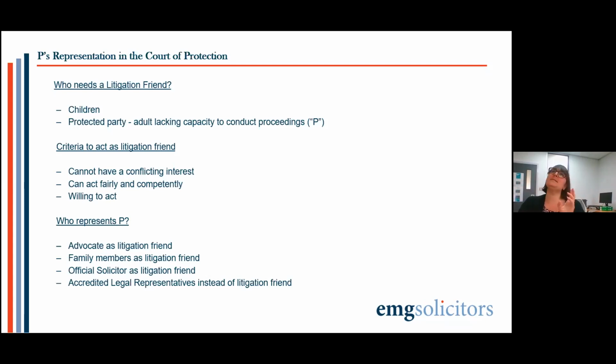Family members, there is a case, it's called UF, where the court talks about family members can be appointed, and having a strong view about P's best interest doesn't necessarily stop you from being appointed as litigation friend. But you have to be able to show that you can act in what the court says is an even-handed manner, step out of your own opinion and look at all of the options. Again, no criticism of family members, but that can be hard to do. If you really think my mum's going to be really in danger if she goes home, it's hard to step out of that.